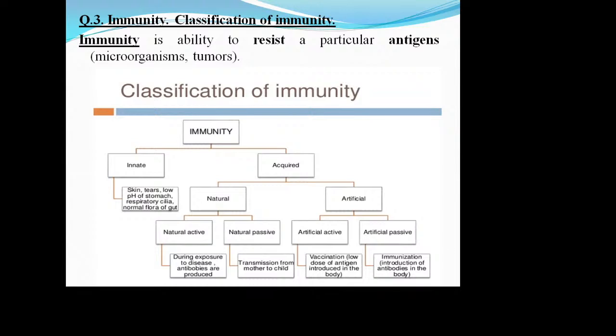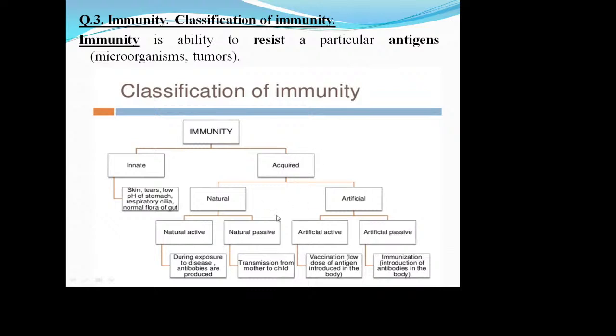Then antibodies are produced. So natural active immunity develops after diseases that produce lifelong immunity, for example after such diseases as whooping cough, diphtheria, poliomyelitis, influenza. After these diseases, the human organism produces natural active immunity.